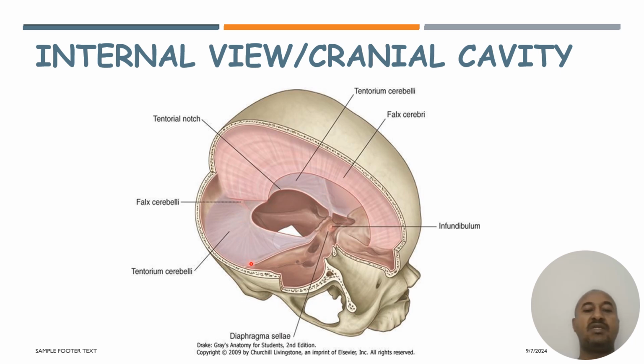The second one is the tentorium cerebelli, and the tentorium cerebelli is a horizontal dural fold that separates the cerebellum from the cerebrum. Above here, there is the cerebrum, the occipital lobe, and below here we have the cerebellum. We have the tentorial notch, this opening here, and this tentorial notch allows the passage of the brain stem, which is midbrain, pons, and medulla oblongata.